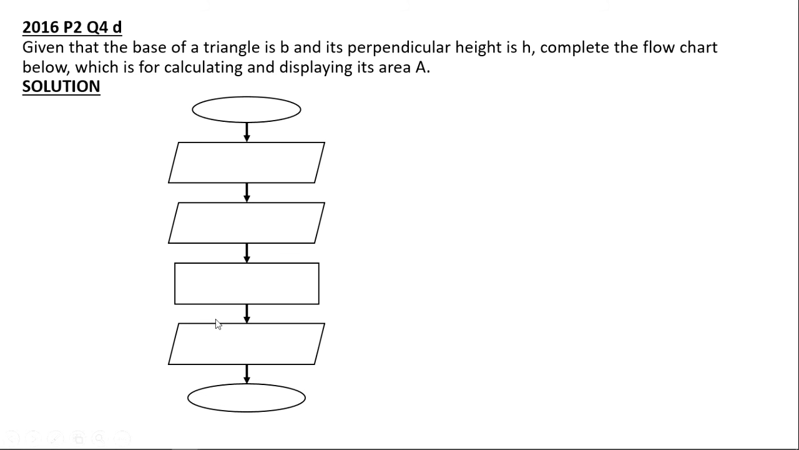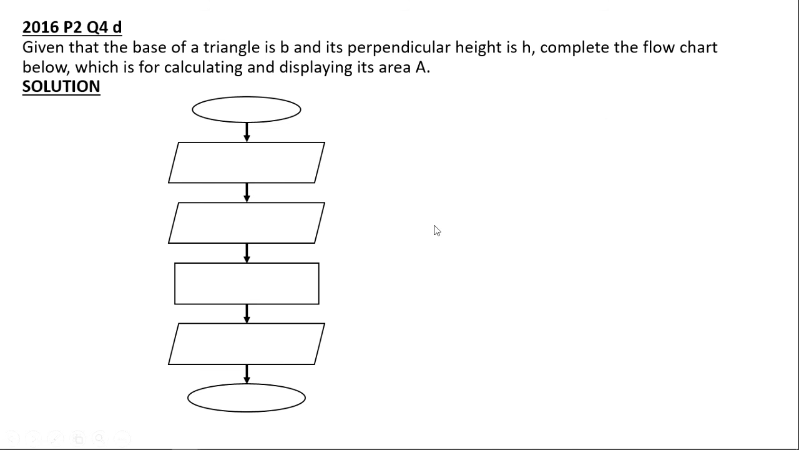2016. Given that the base of a triangle is B and its perpendicular height is H, complete the flowchart below, which is for calculating and displaying its area. So we have been given those symbols. This symbol of the oval shape is representing our start. The parallelogram is the input. The rectangle is the processing. The parallelogram is for the output, and that oval shape is for stopping.